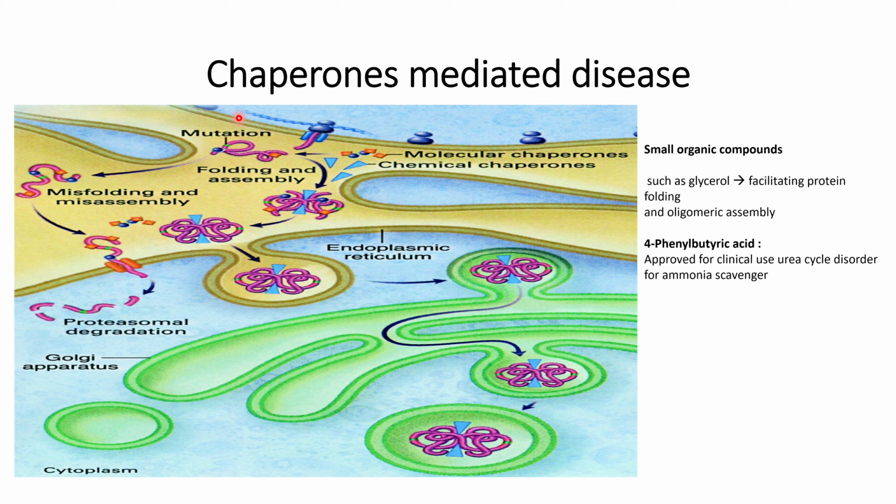Whereas if the mutation is not enough to be detected by the sensor available in the endoplasmic reticulum, then the mutated proteins will be directed towards further transportation into the Golgi apparatus for further post-translational modification. They proceed towards their final destination based on the signal sequence, or the oligomeric or carbohydrate sequence present on the final structure of the proteins.